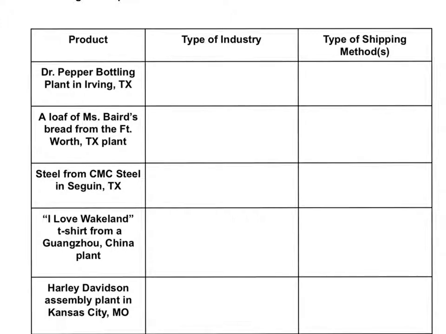Okay, let's go over this real quick. For the Dr Pepper bottling plant, that's always a hard one to say, what type of industry is that? Bulk gaining. Yeah, it's bulk gaining. And then once it's done and it gets shipped out to you, yes, by truck.